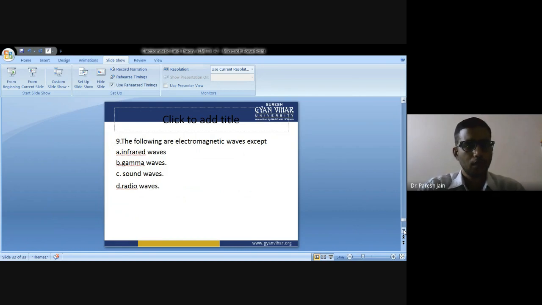The following are electromagnetic waves except: you find out which are the electromagnetic waves and which one is not an electromagnetic wave. Infrared waves, gamma waves, sound waves, radio waves. So you find out the one option which is not in the spectrum of electromagnetic waves.